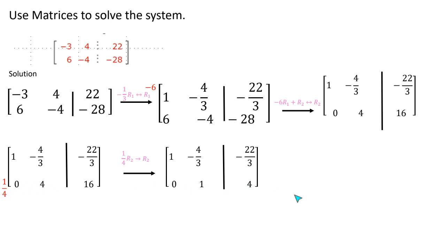So we're almost to our goal. In fact, even here, you already know that y is equal to 4. And so then you can just back substitute to get your x, okay?